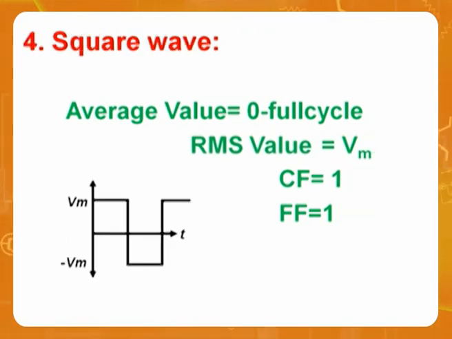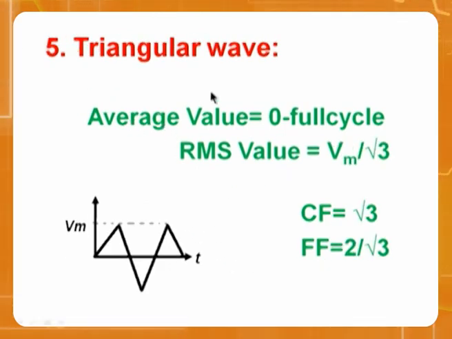Fourth one, square wave. What is the average value for this? Positive portion, negative portion is cancelled. So it should be 0. RMS value, Vm. Crest factor is 1, form factor is also 1. Why? 1 by 1, 1. So like that, you can say RMS by DC. Then triangle wave. Again, average value is 0 because positive value and negative value cancel there. RMS is Vm by root 3. Crest factor root 3, form factor 2 by root 3.